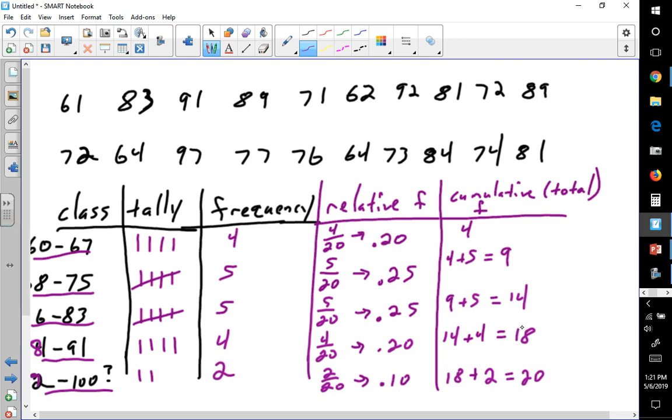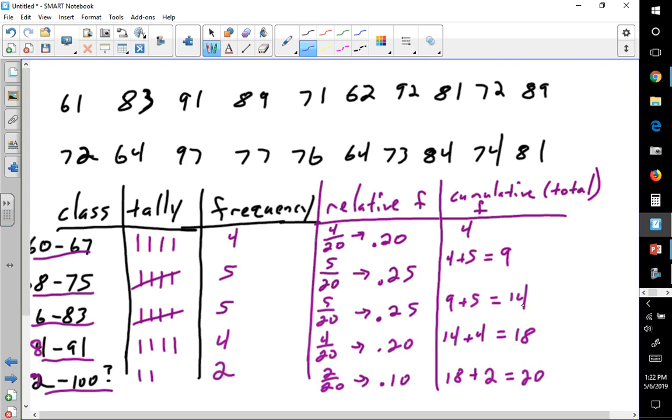From this distribution, we can notice several things. We can notice that not many people fell into this last category. We can also notice that by the time we get through the first 3 categories, that is a large majority of our data. Most people, let's let these numbers be test scores for a particular class, most people, 14 out of 20, had test scores that fell into one of these first three categories.